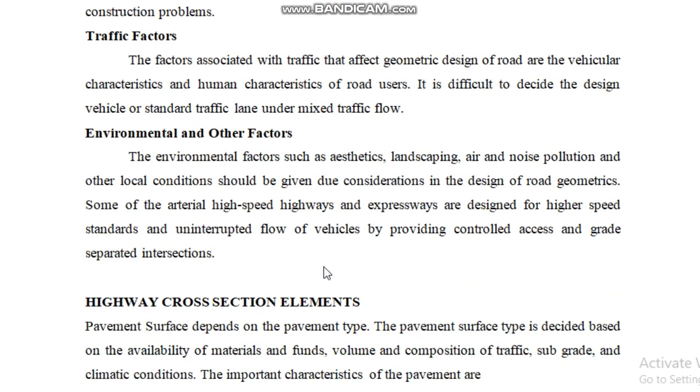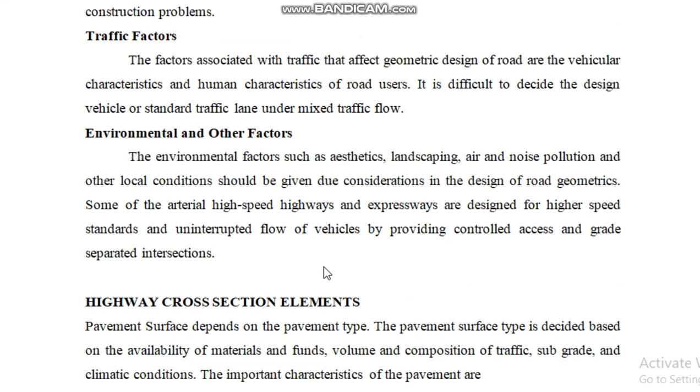Then environmental and other factors. As you can see, the environmental factors such as aesthetics, landscaping, air, noise, pollution, and other local conditions should be given due consideration at the time of design of highway geometry.